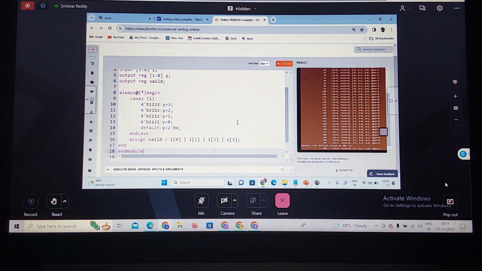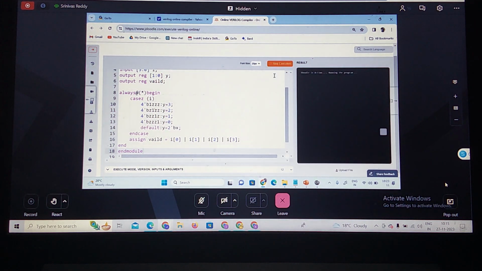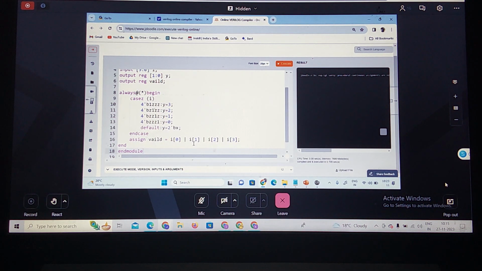Now let us run this for what? Syntax check. Let me run this for syntax. So line number 16: procedural continuous assignments are not yet fully supported. RHS will only be evaluated once. So where can I use this one? Inside the always or outside the always?